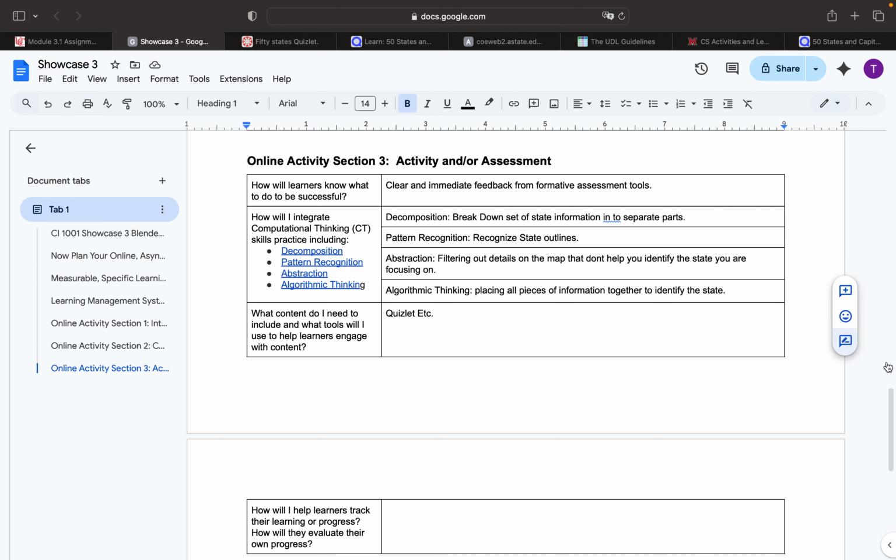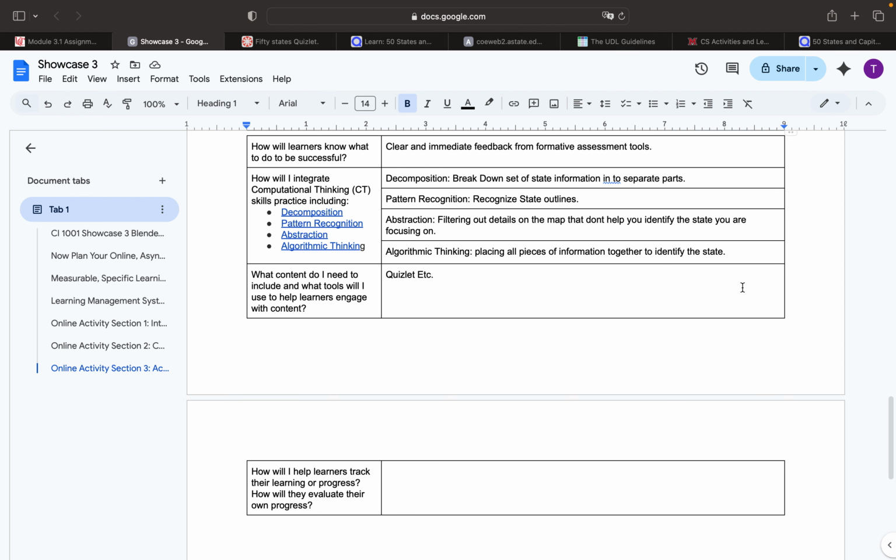Algorithmic thinking, that's putting all the pieces of information back together in the end. Like I mentioned with Florida, you say, okay, I know it's this boot-shaped state, I know it's on the eastern seaboard, and I know it's touching Louisiana. So I can put that together to identify that that is, in fact, Florida.